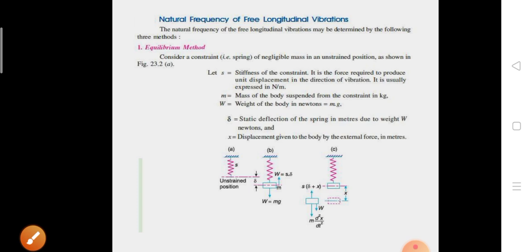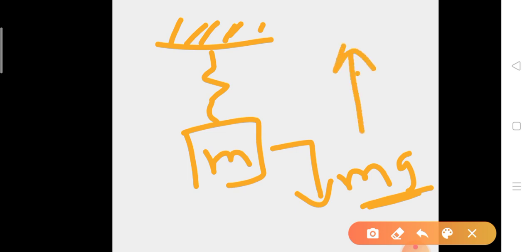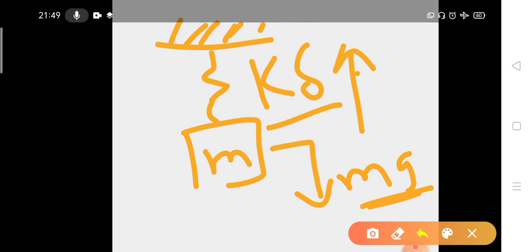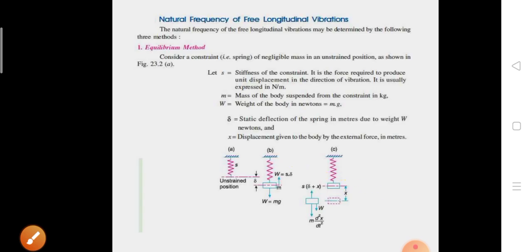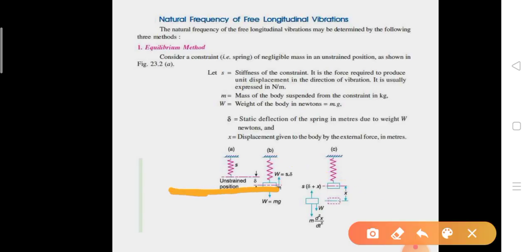Okay, so what we have done, we have just taken a spring fixed support, one spring and one mass is attached to the system. Because of this mass a mg force will act on the system. To oppose this, the spring will apply a spring force or restoring force to bring the system to its original position. So that value will be your k delta. So at equilibrium position, this line is called as equilibrium position.